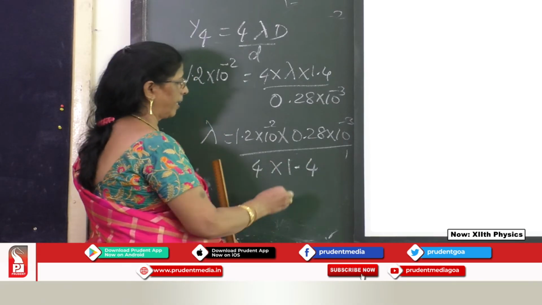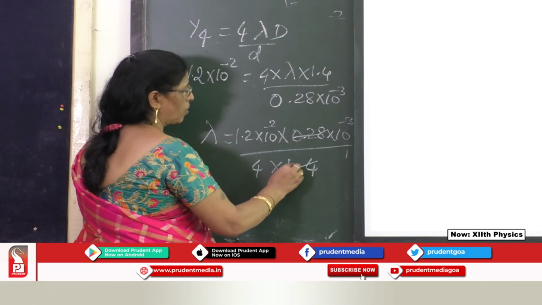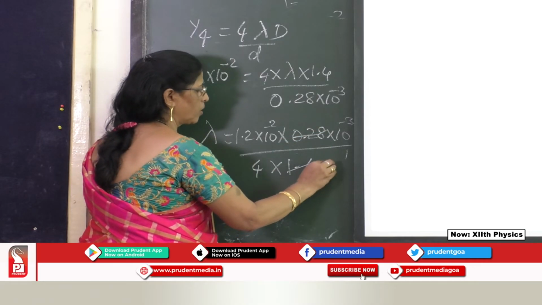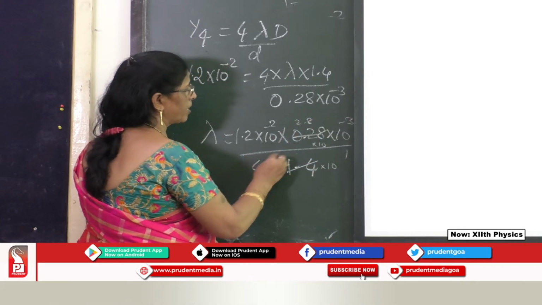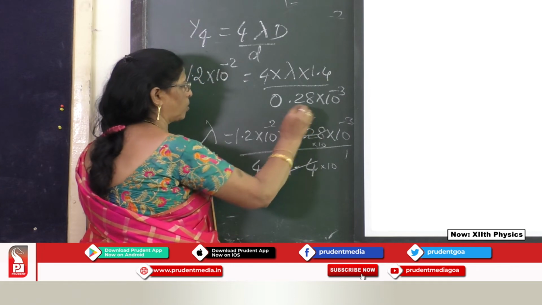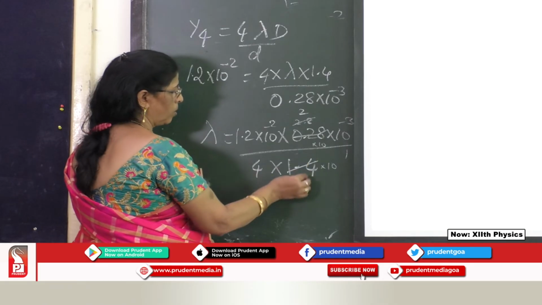Now here I can easily cancel. 14 2s are 28. So I'll take it over here. This is into 10, this is 10. So it becomes 2.8. So when you consider, this goes here 2 times 2. Here this goes to, that is 2.